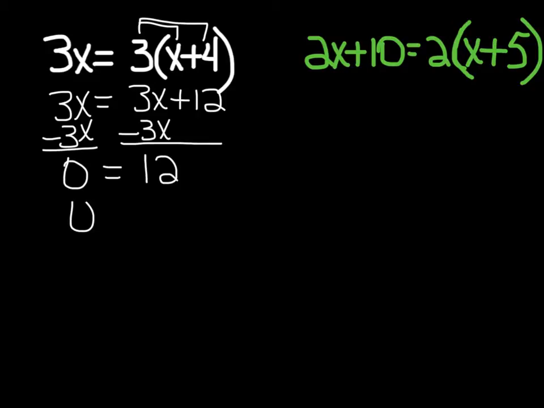Well, in fact, 0 does not equal 12. That is not a true statement. Therefore, there is no solution. There is no number that you can put in for x to make this work. That is no solution.